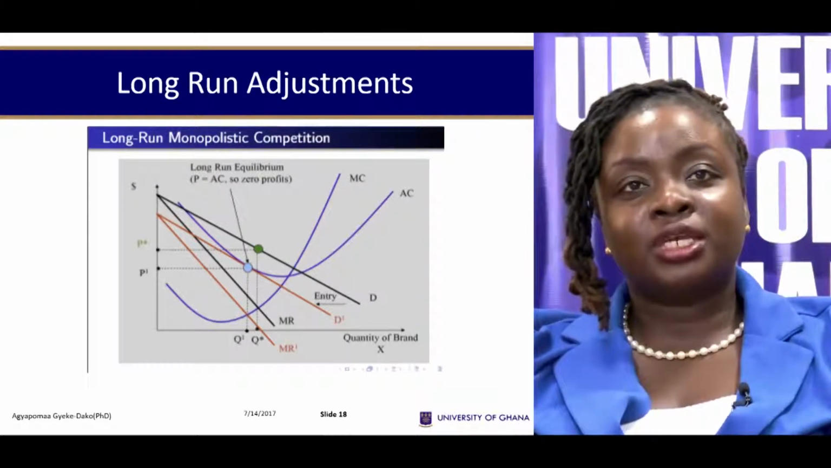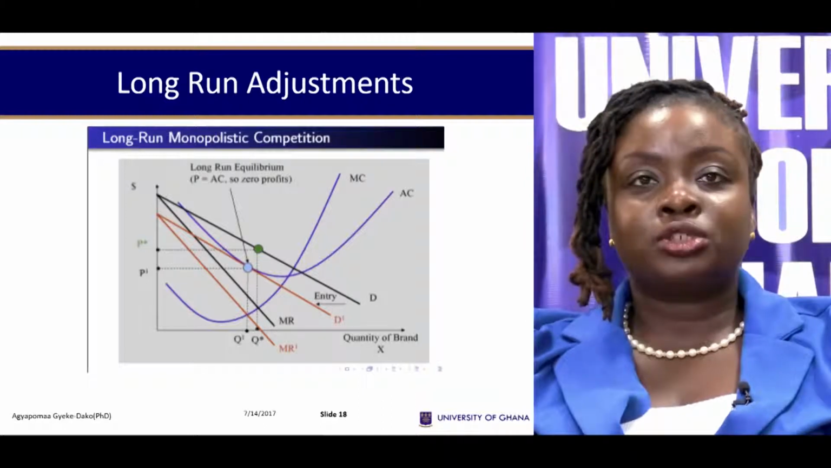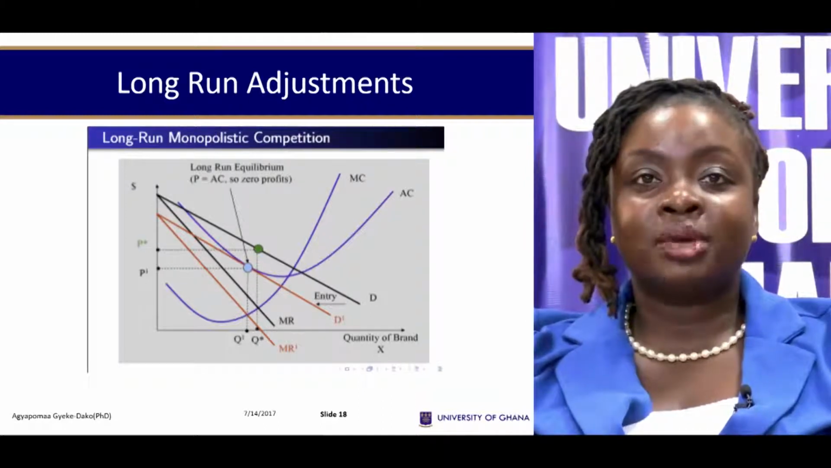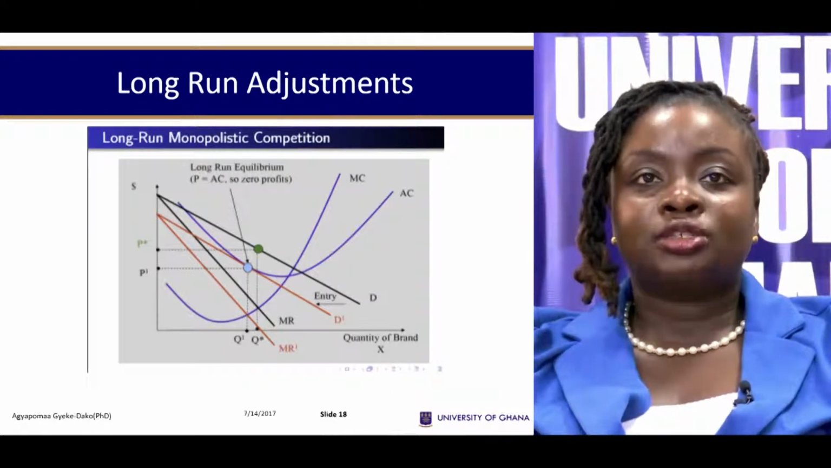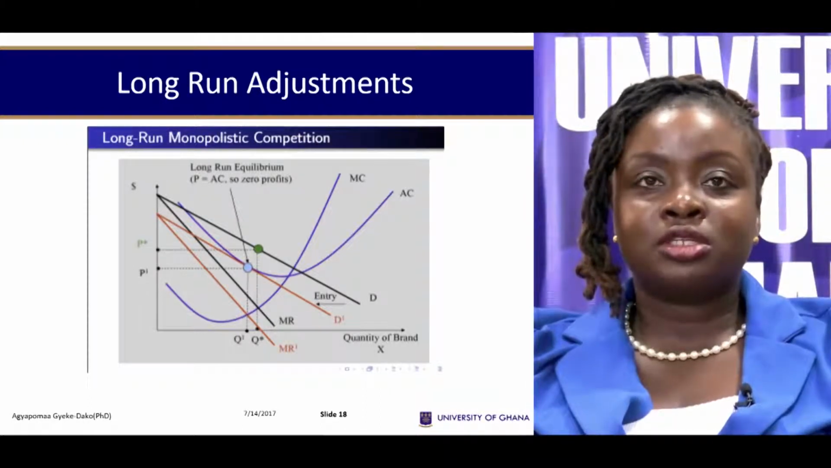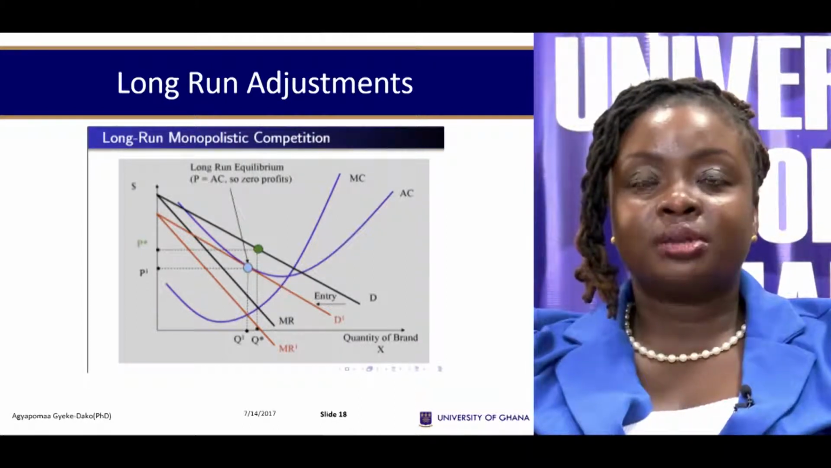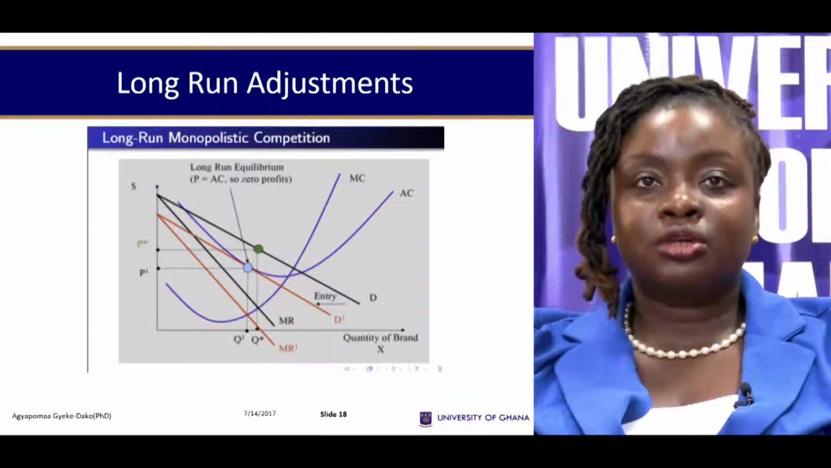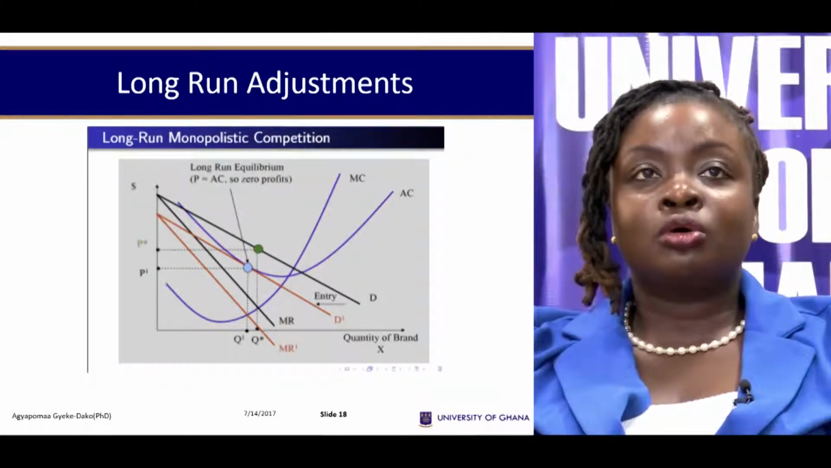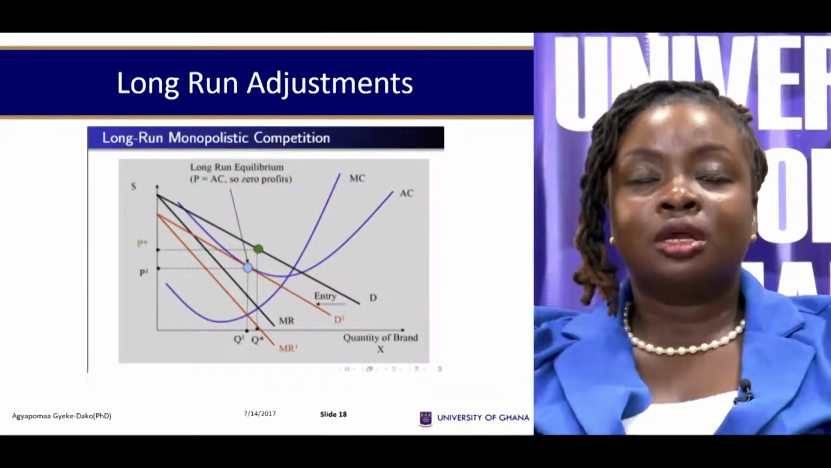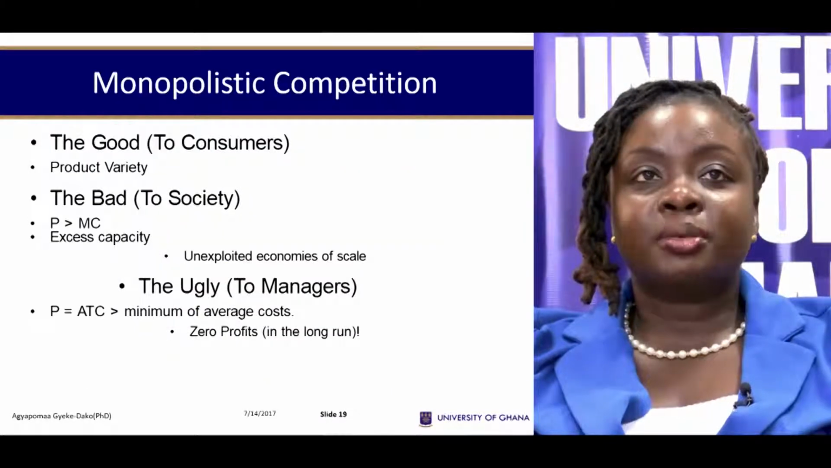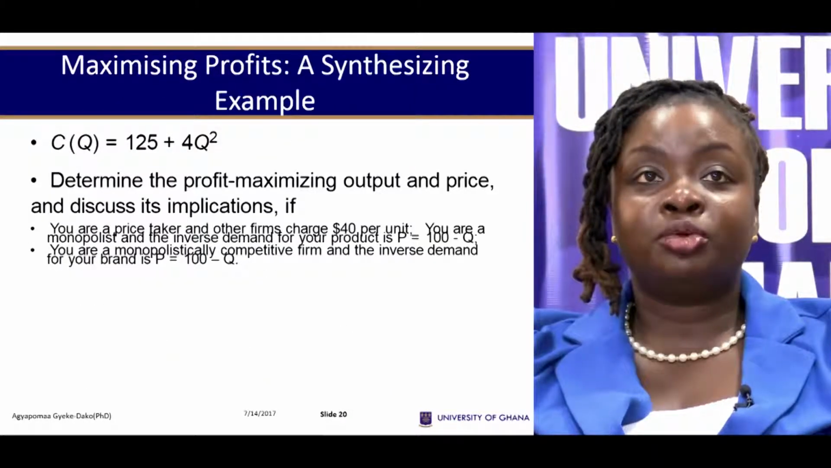Once there's free entry and exit, more firms would enter if the firms are making abnormal profits, and that would drive the price down and affect the profit. If they were making losses, the firms would leave, and that would increase the price, and that would increase the profit as well. So just like perfect competition, in the long run, monopolistic competitive firms would only be breaking even.